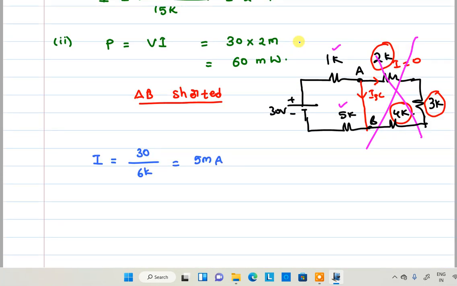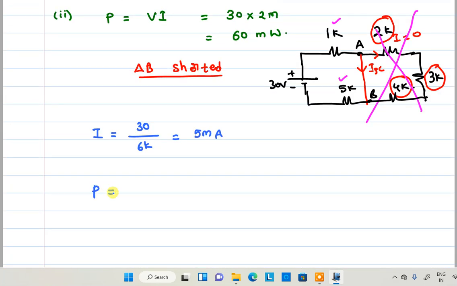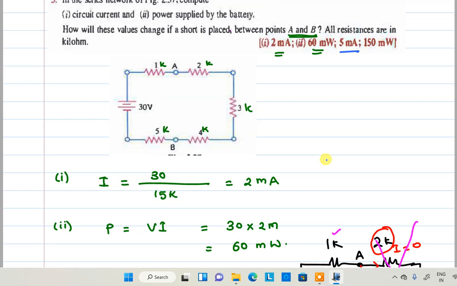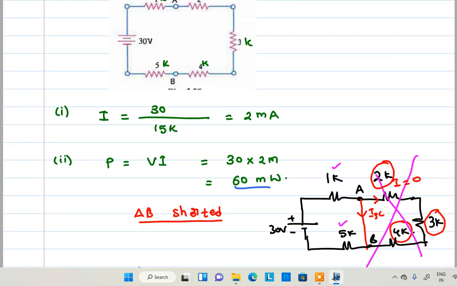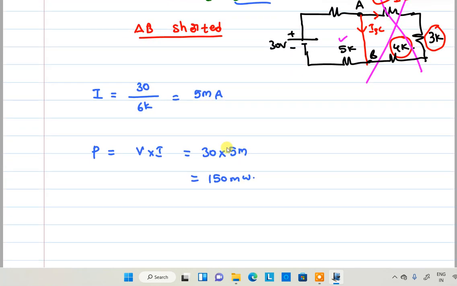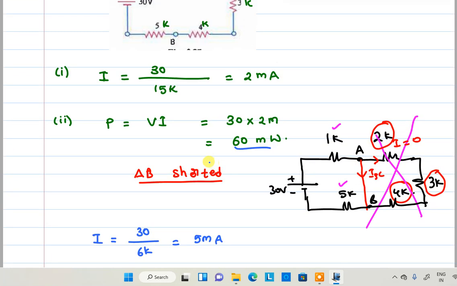What about the power supplied by the battery? P is equal to VI. What is the voltage? 30. I is equal to 5 milliamperes. That is equal to 150 milliwatt. What is the power previously? 60 milliwatt. Now what is the power after short circuit? 150 milliwatt. These are the changes in the circuit after short circuiting.